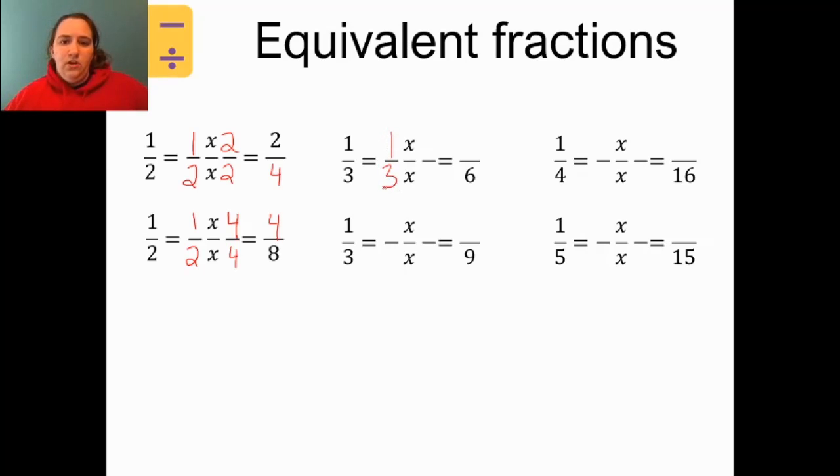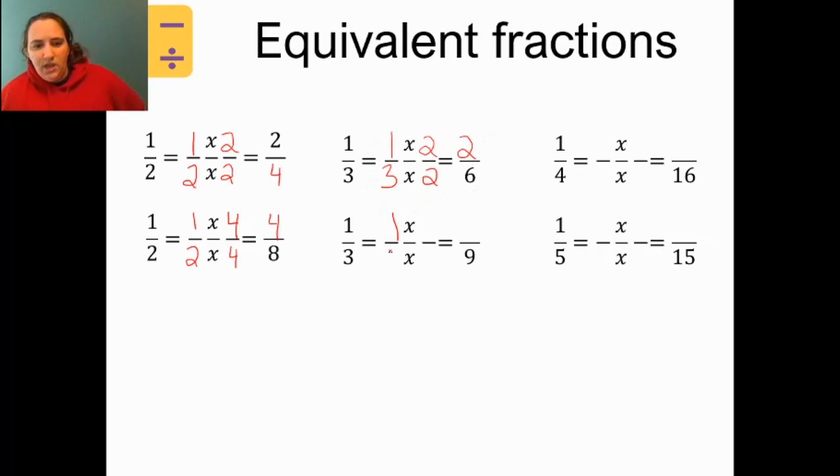Alright, so now we're going to move on to 1/3. So, we have 1/3, and we're going to multiply our 3 in the denominator by some number to get to 6. So 3 times what equals 6? 2. And what we do to one side, we must do to the other. So 1 times 2 equals 2. So 1/3 is equal to 2/6.